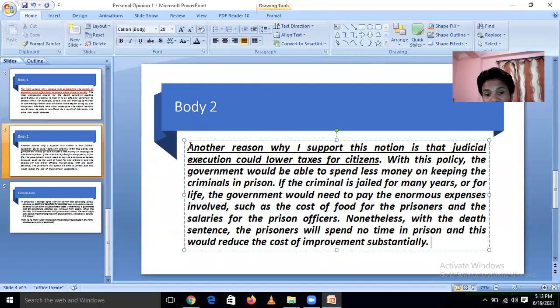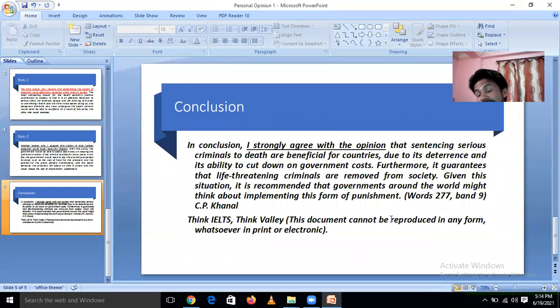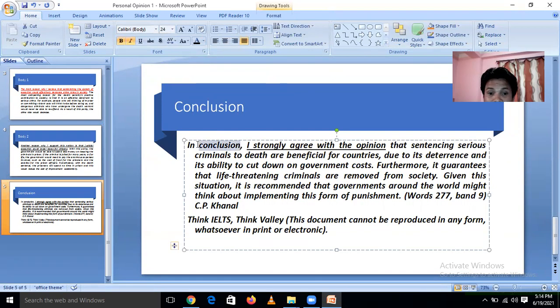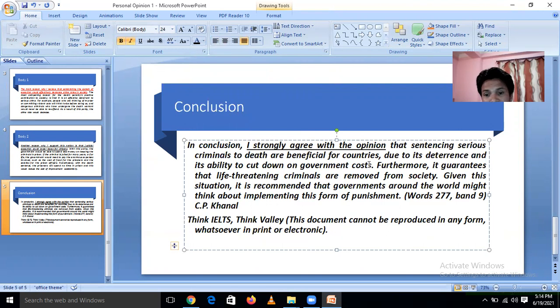So look at this. We again have a topic sentence. We have the explanation of this topic sentence, and we have again explained with the example. Then the result, 4 sentences. Let's go into the conclusion. In conclusion, you need to fully restate the main point of body 1 and body 2. Then in conclusion, I strongly agree with the opinion. Again, this conclusion begins with your opinion phrase. Have a look.